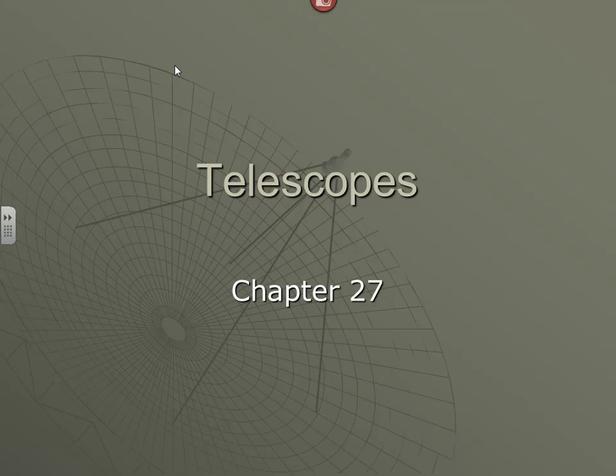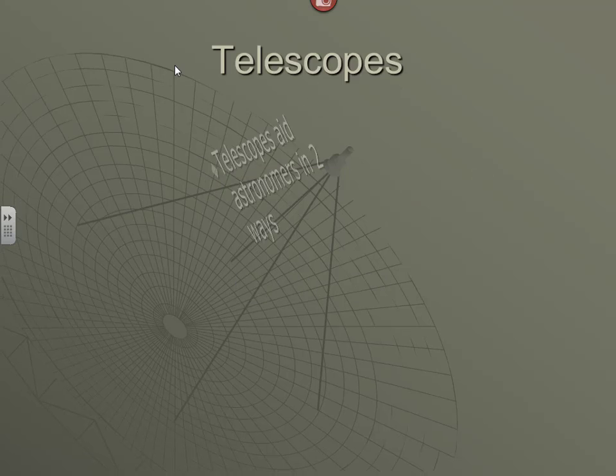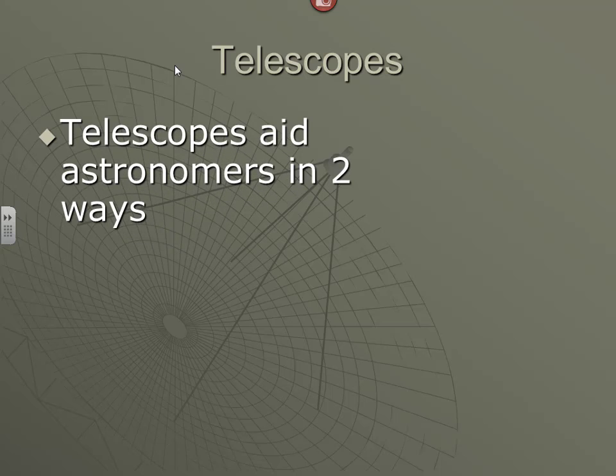So section 1 starts with how do we learn about those things that are not on our planet, and one of those main things that we use is telescopes. So we're going over the basics of telescopes, different kinds, and how they work. There are two things that we use telescopes for, or two ways that they help us learn about things that are not on our planet.